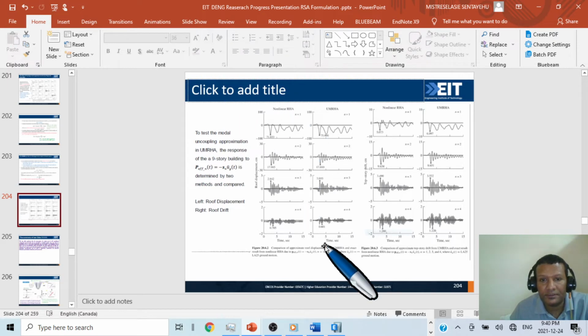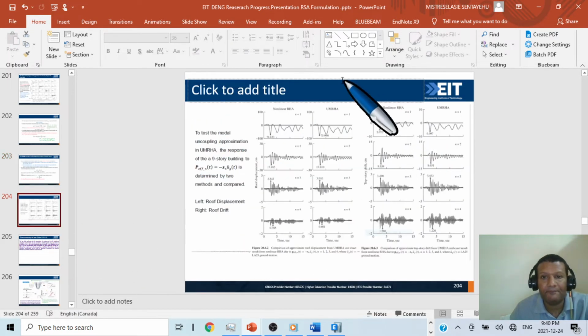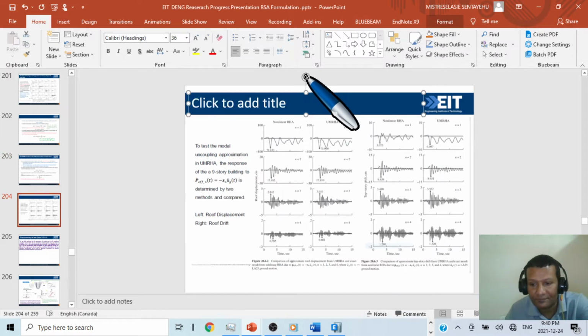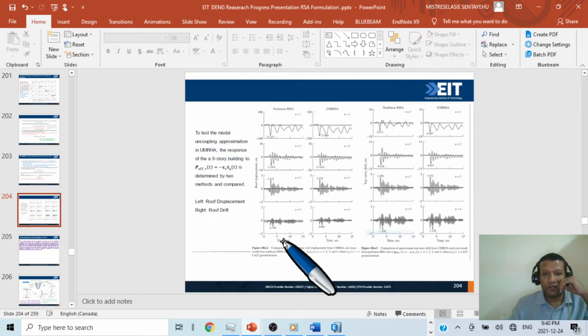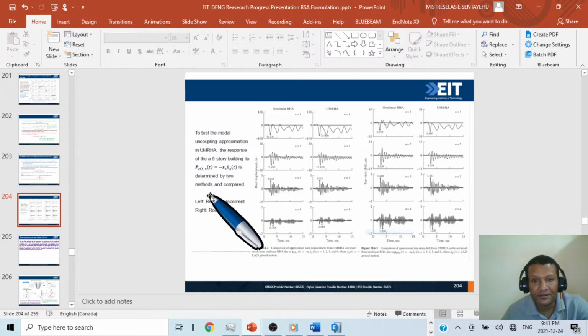So for the test, we have discussed this also, to test the modal uncoupled approximation in UMRHA. The response of the 9-story building to P effective total, for each mode as you can see, is determined by two methods and compared.